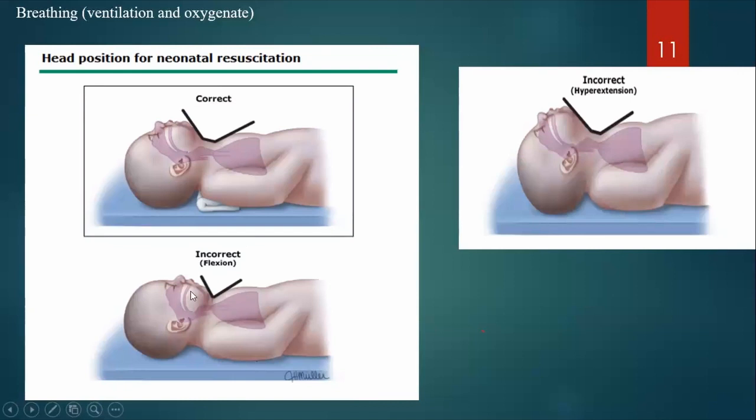In the flexed position, you can see the larynx, the trachea and the oropharynx are not in alignment, so this will not give an effective resuscitation effect. And this is flexion of the neck, and in hyperextension the alignment is also poor, so this will not deliver effective resuscitation. So the positioning of the airway is one of the important parameters in resuscitation.